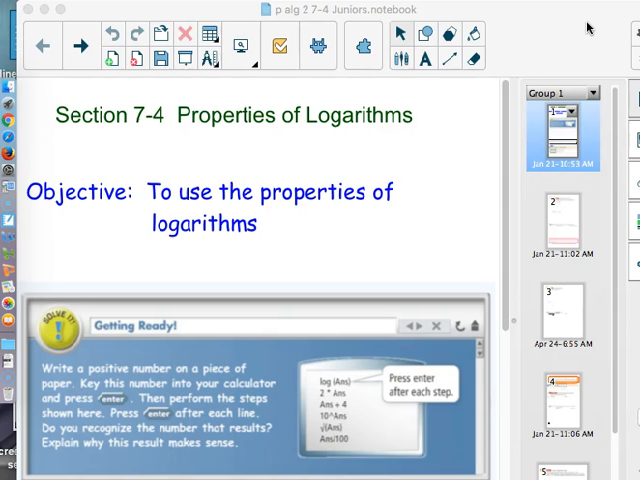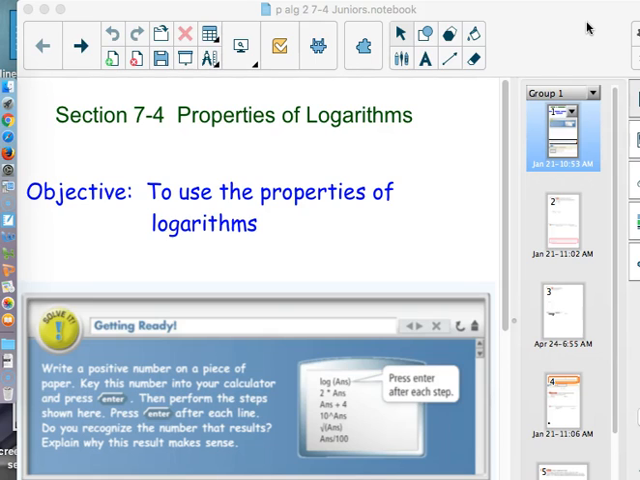We start with our objective. We're going to use the properties of logarithms, but it's like, well, how do you do that? I mean, we're still trying to get used to logarithms. How to use logarithms? Well, because they're inverses of exponents, they follow the same rules that we use for exponents.